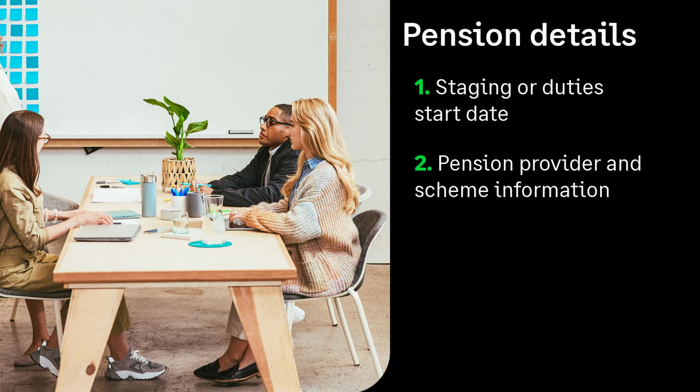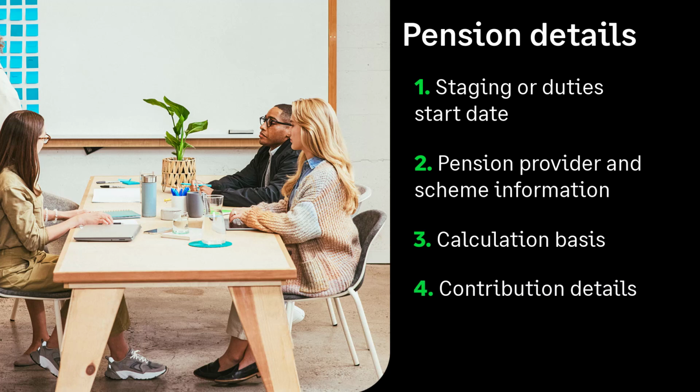Pension details. To set up your pension, you'll need your original staging date and your pension provider information, including any references, groups, and payment sources. It's important that you know pension details, such as the calculation basis and whether the deduction is before or after tax. You will also need the employee and employer contribution details. For example, the percentage you are deducting. If you are unsure how the pension should be set up, you can get this information from your provider. Alternatively, you can check your previous payroll software.